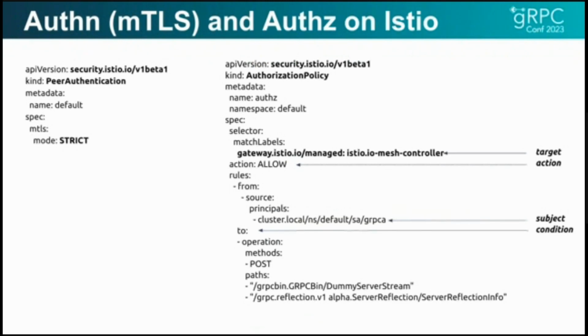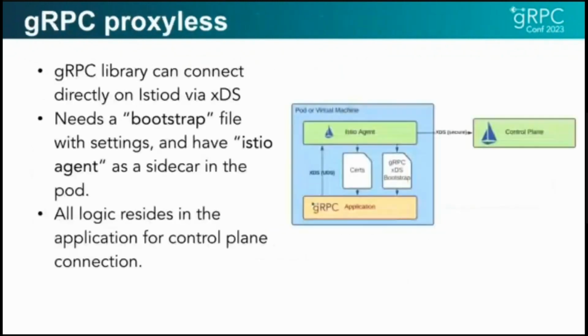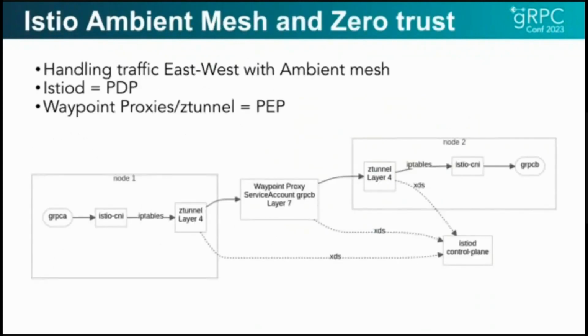And the enforcement happens at the gRPC server itself? No, it happens in the layer before that. So in the ambient mesh, you have this waypoint part here, that's the Envoy. It happens here, or in ztunnel, it happens here. This is a Rust process that's running in the node. Or in the proxyless, it happens in the application. Thanks.